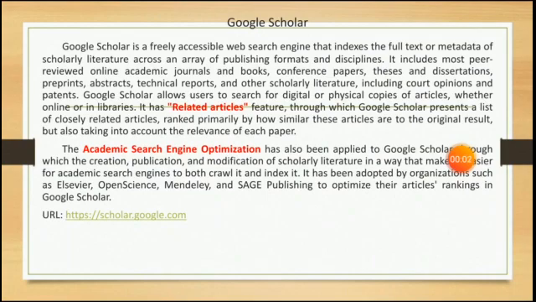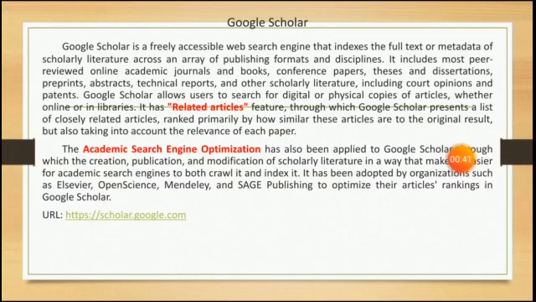Okay, so as we have seen earlier, there are the most important and useful 25 websites. So let's see some information about them. The first one is Google Scholar. It's a freely accessible web search engine that indexes the full text or metadata of scholarly literature across an array of publishing formats and disciplines. Google Scholar includes most peer-reviewed online academic journals and books, conference papers, dissertations, preprints, abstracts, and technical reports. It allows users to search for digital and physical copies of articles, whether online or in libraries.